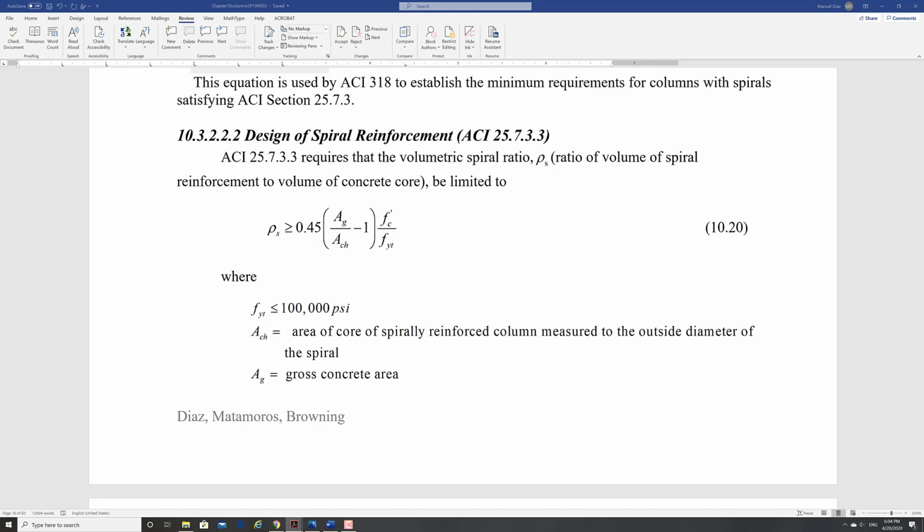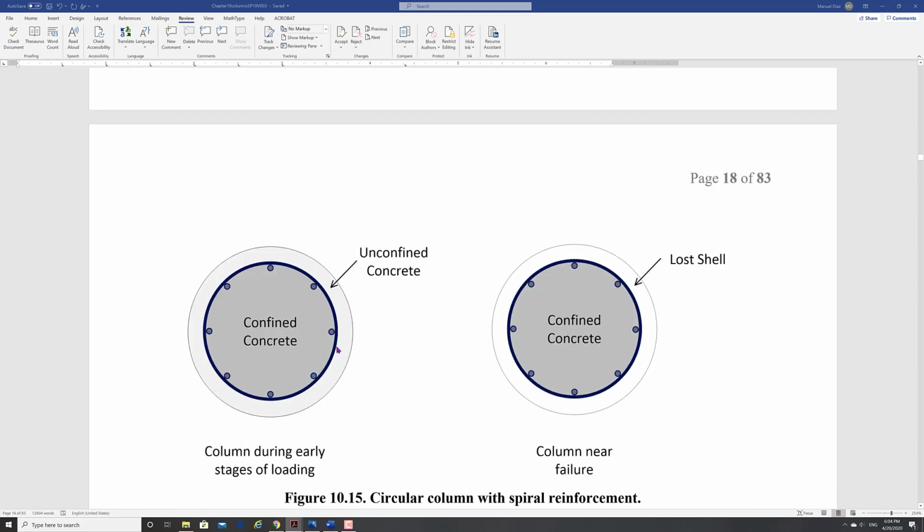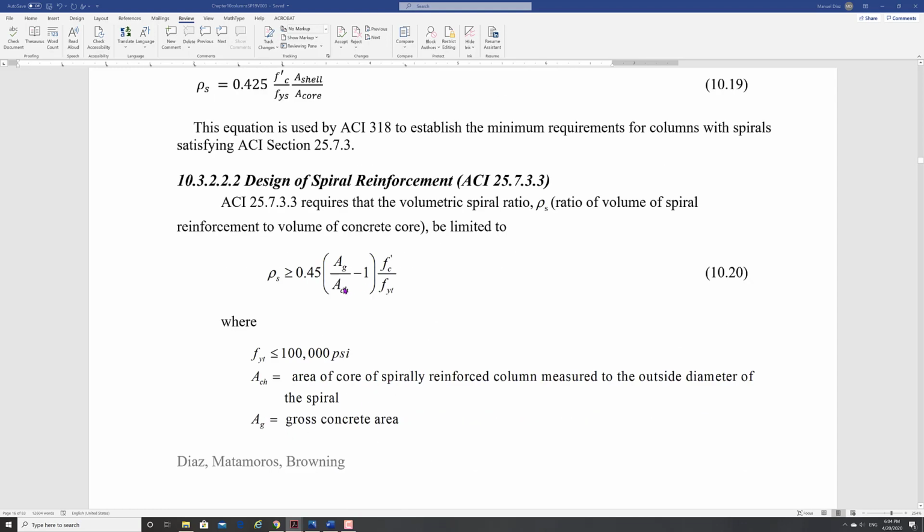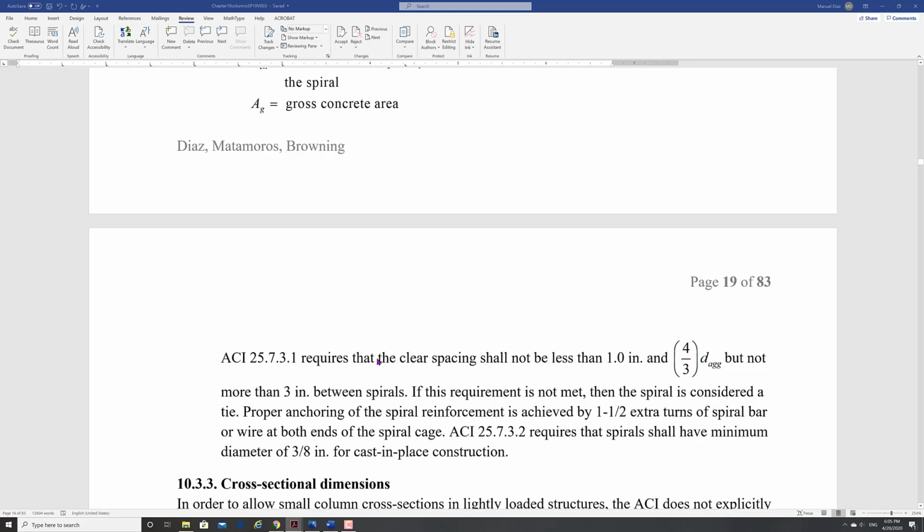And let me see. They have a good picture here. No. Oh, they don't. So probably the better picture would be this one. So the area of the core will be all the way outside to the exterior. Okay, all the way to the exterior. That is your area of the core. And then AG, of course, is the area of the whole cross section, right? And F prime C, you know. Okay. So that's where you need to satisfy it. And we're going to use this formula later. Right now, I don't think we have an example yet.